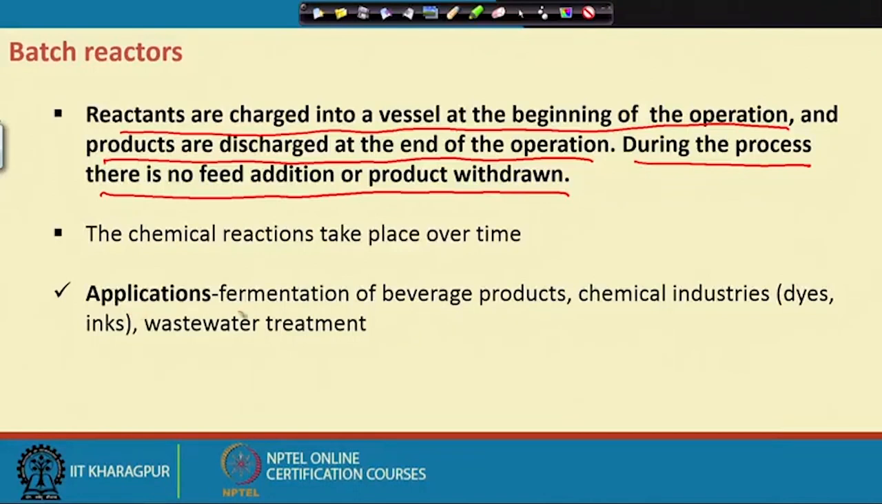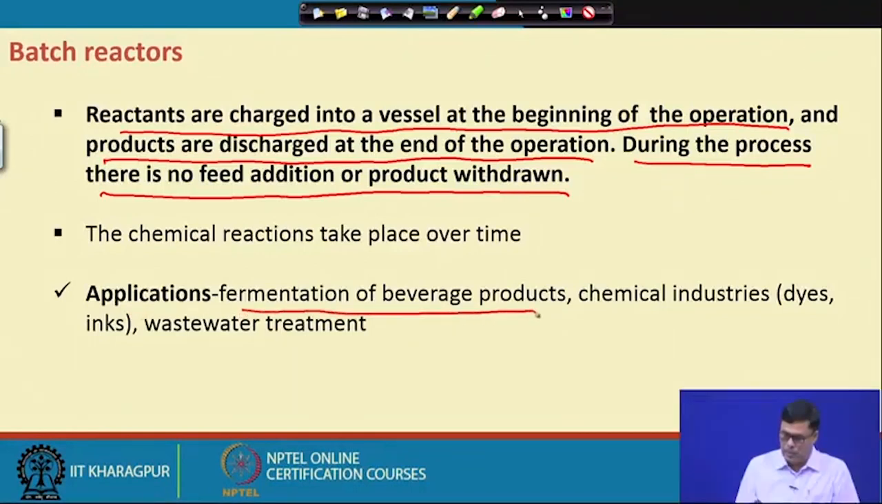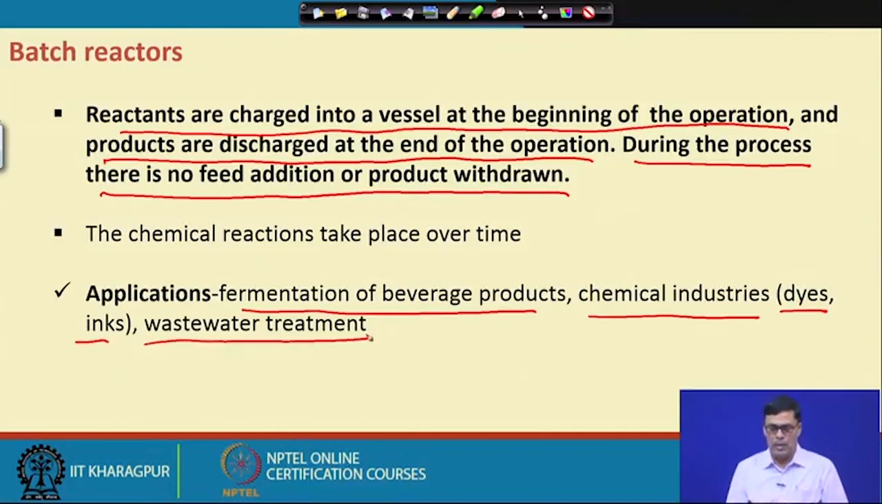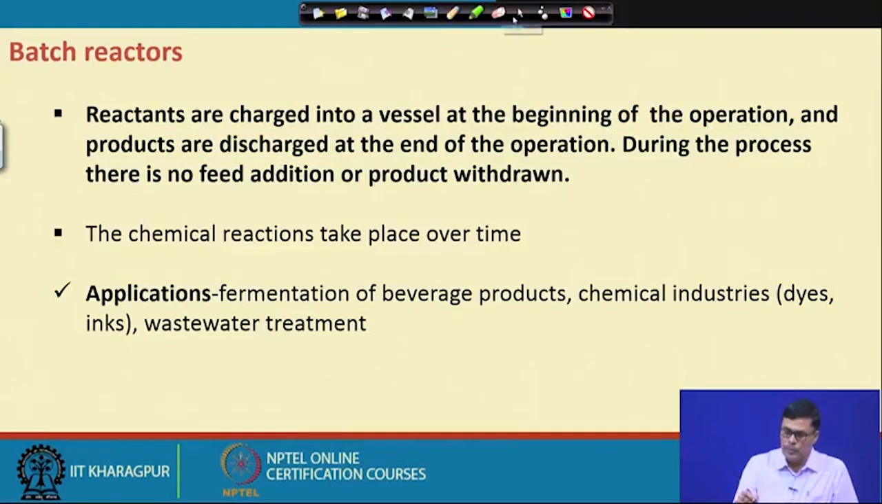Now, the applications are the fermentation in beverage production, the chemical industry for dyes and ink production, and wastewater treatment processes. It is largely used.